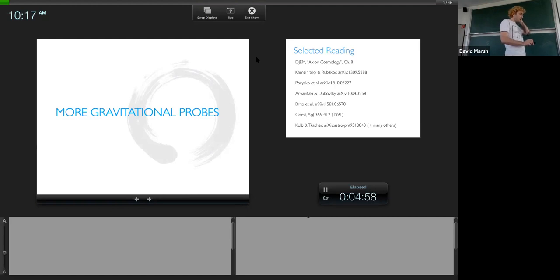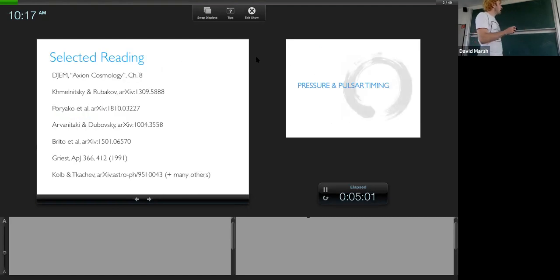So, okay, what gravitational probes are we going to talk about? Here's the reading. The first 2 gravitational probes we'll talk about are from Khmelnitsky and Rubakov, Porayko, Dubovsky and Brito. And these are constraints that work on fuzzy dark matter and the lightest end of the QCD axion. And they're relativistic. So we're coming back to the full Klein-Gordon relativistic treatment rather than Schrödinger-Poisson. And we're going to be doing bits of general relativity too.